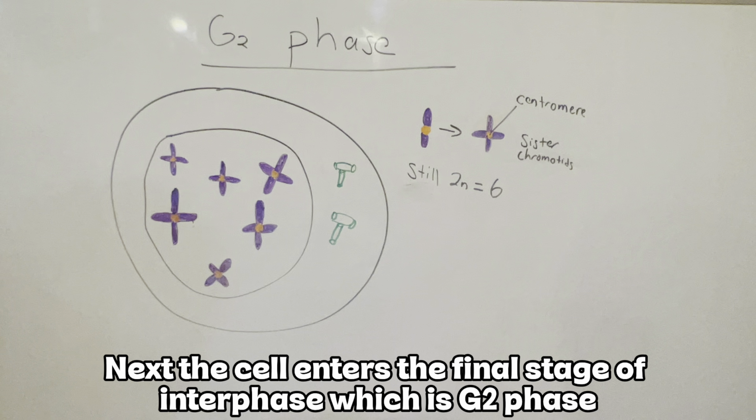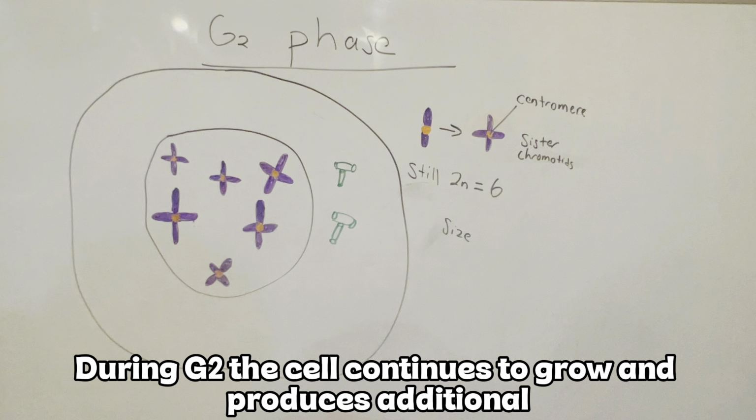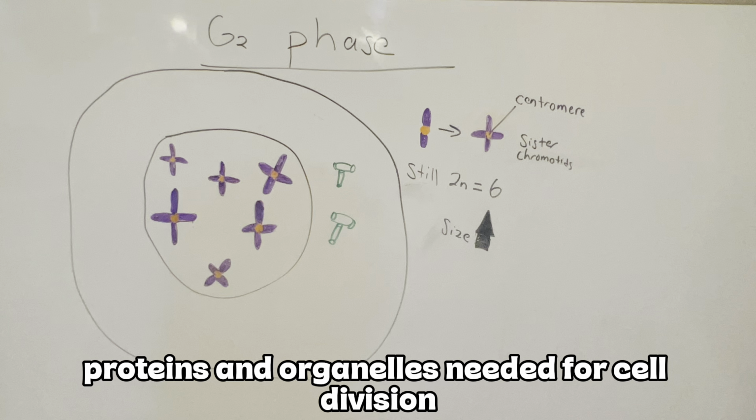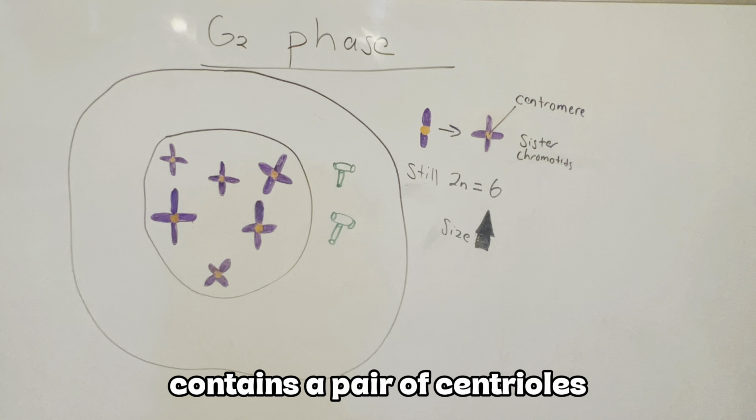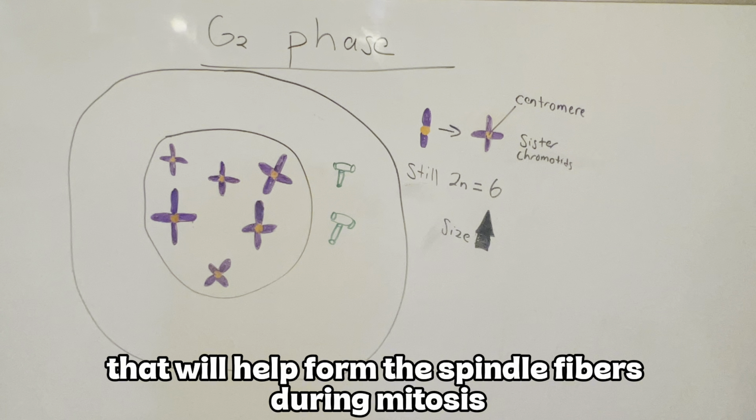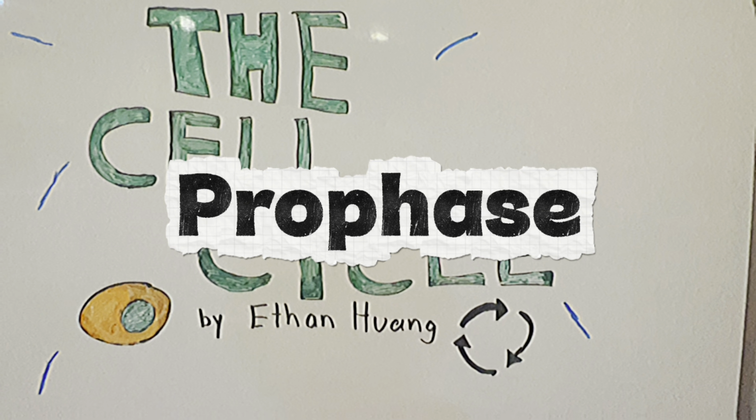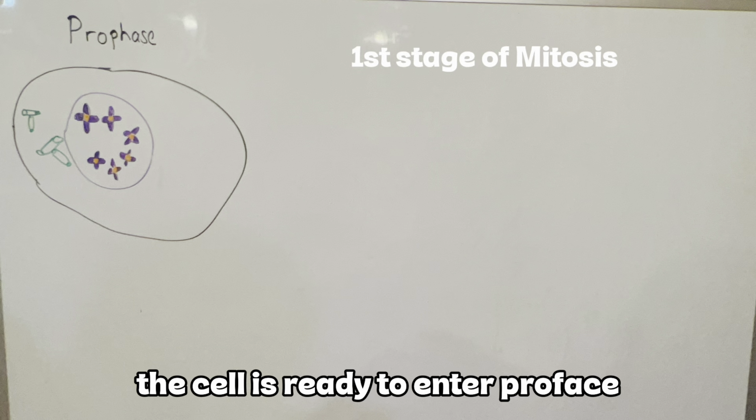Next, the cell enters the final stage of interphase, which is G2 phase. During G2, the cell continues to grow and produces additional proteins and organelles needed for cell division. By the end of G2, the centrosomes have finished duplicating, and each centrosome contains a pair of centrioles that will help form the spindle fibers during mitosis. Once these final preparations are complete, the cell is ready to enter prophase.